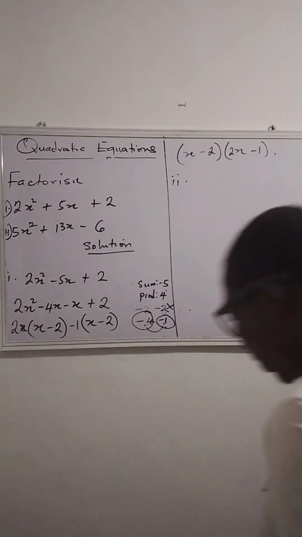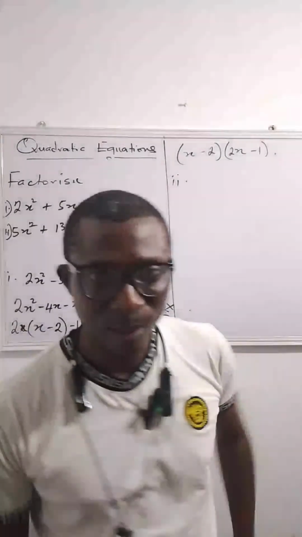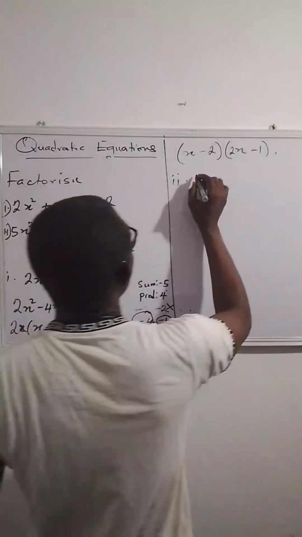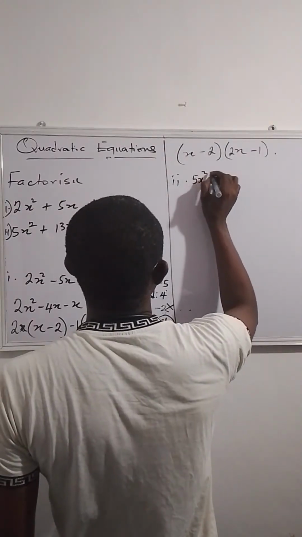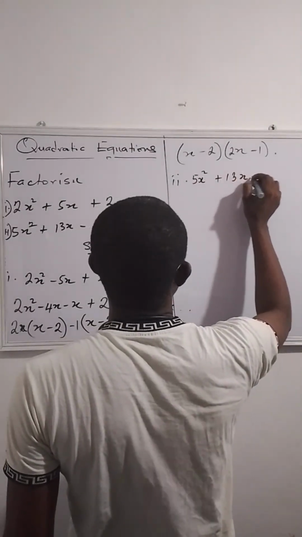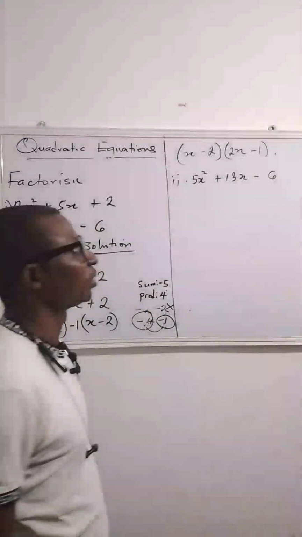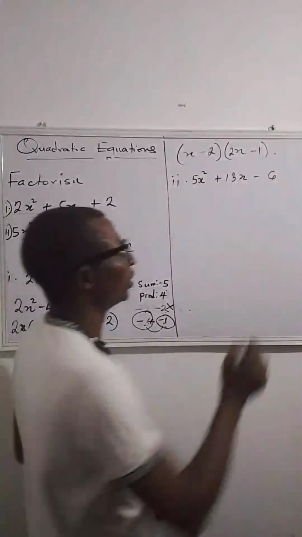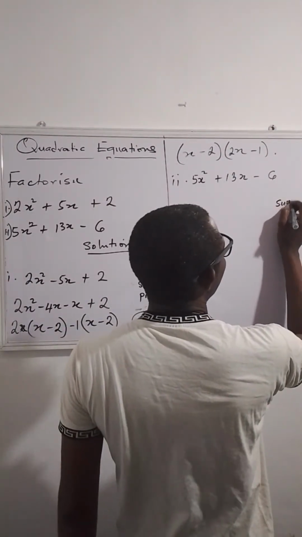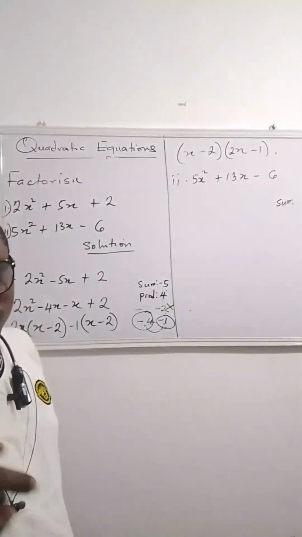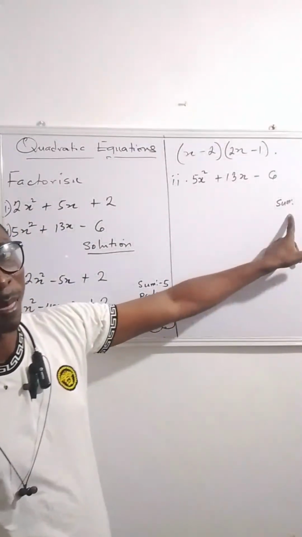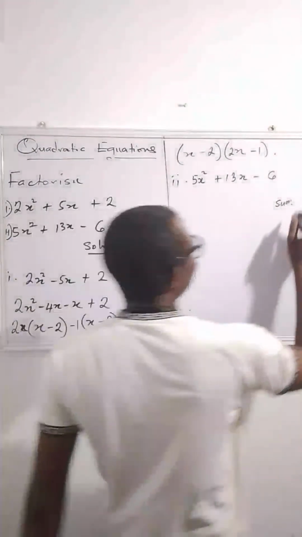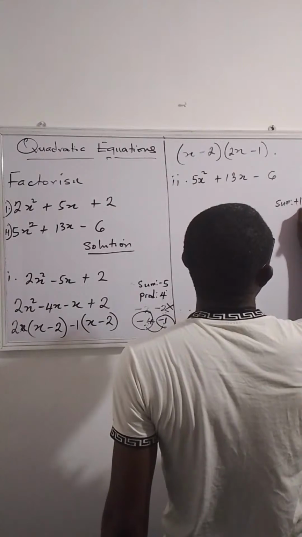All right, so now let's look at the problem together and let's see what we have before we move to the next thing. So we have 5x squared plus 13x minus 6. So how do we factorize this? You look for the sum and product. That's all. So what's going to be the sum? What's the sum? Coefficient of x, and that is what? Plus 13.